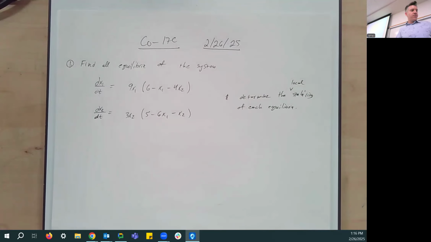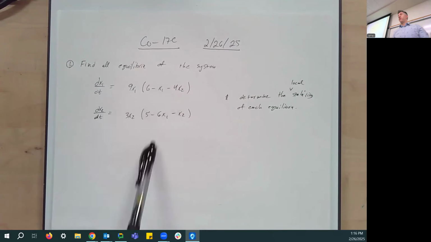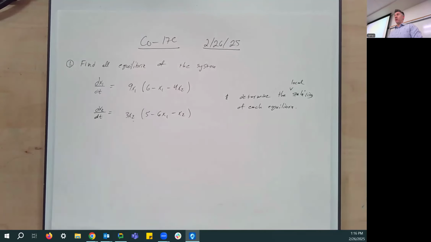For this one, I will remind you that these kinds of questions, where they're nonlinear and we're finding all the equilibria, really feel more like finding the critical points of a function of two variables where we've already taken both partial derivatives. So we're setting each partial derivative equal to 0 and finding the simultaneous solutions. There's one obvious one here: 0, 0. If x1 is 0 and x2 is 0, we have a solution.